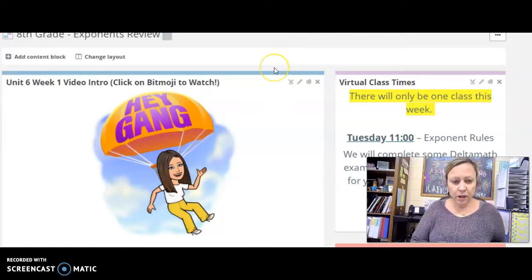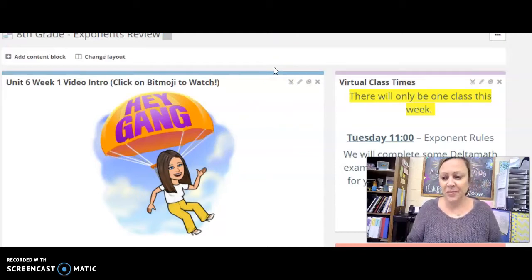Hey all, this week we are going to focus on our 8th grade exponents. I'm super excited about this because that means that you have finished your 7th grade content and we can move on to our more challenging skills and really focus on those 8th grade standards that will get you ready for next year. So we are going to focus our class time, which you see is Tuesday at 11 o'clock, on exponents. I really hope that we can get 100% participation.